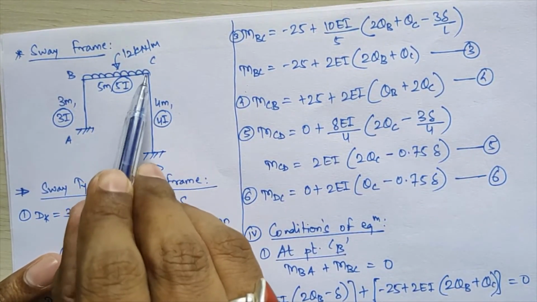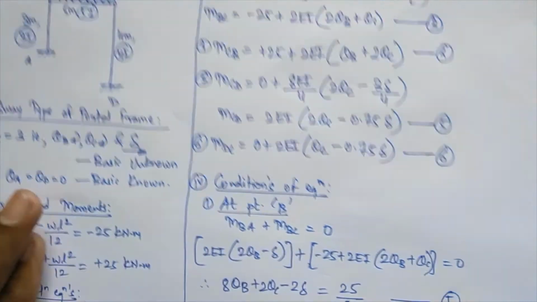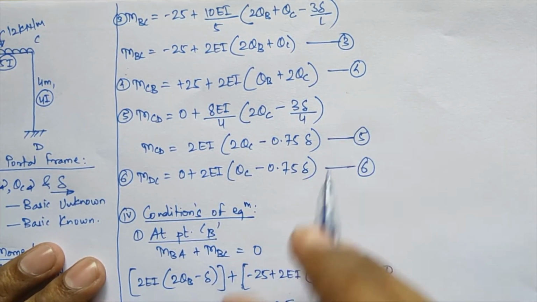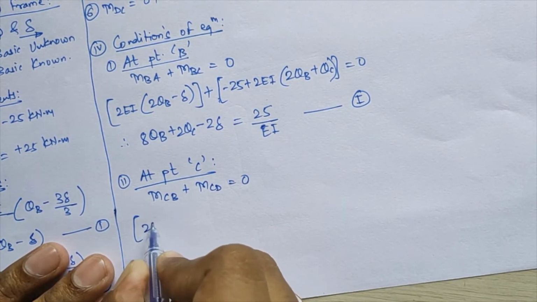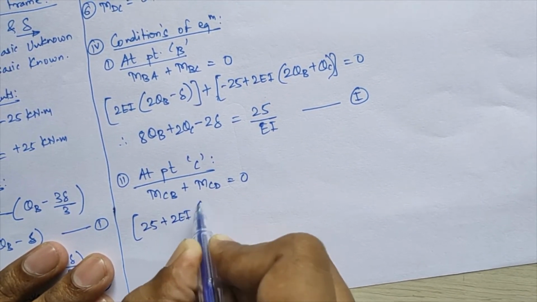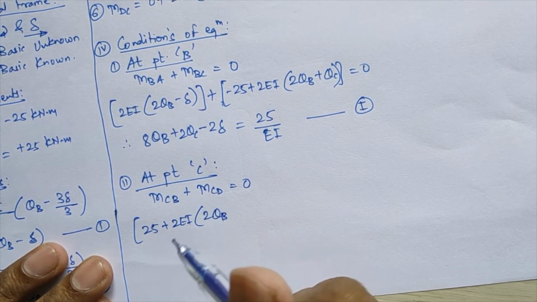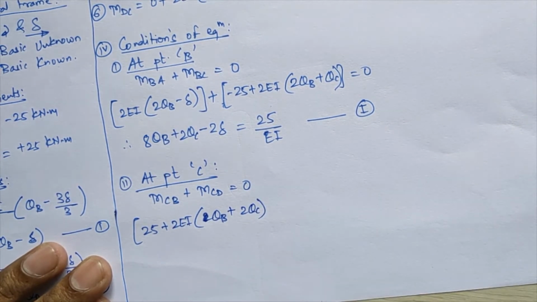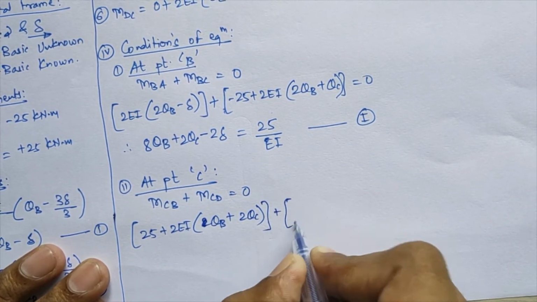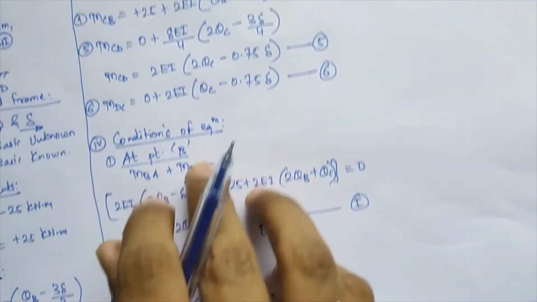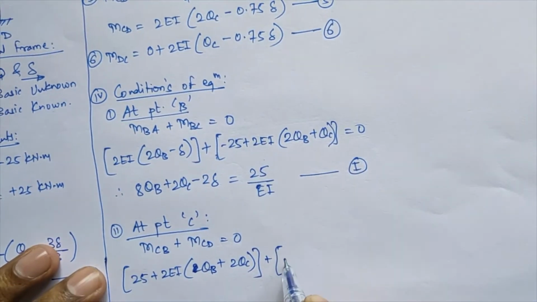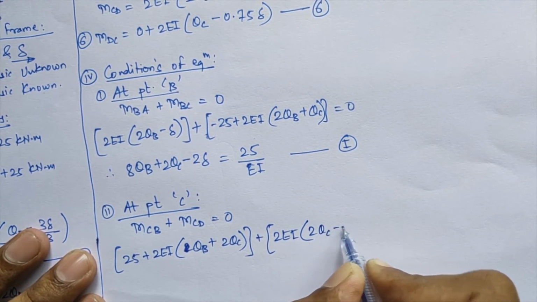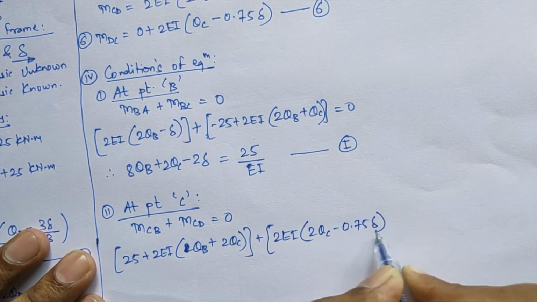For keeping this joint in equilibrium, your equivalent moments MCB and MCD shall come again equal to 0. So I'll write this equation. MCB is your equation number 4. So I'll write that here: 25 plus 2 times of EI into bracket 2 theta b plus theta c. Plus next is your MCD, equation number 5 that we have got.